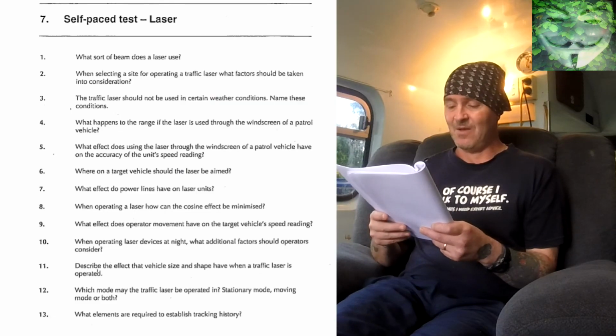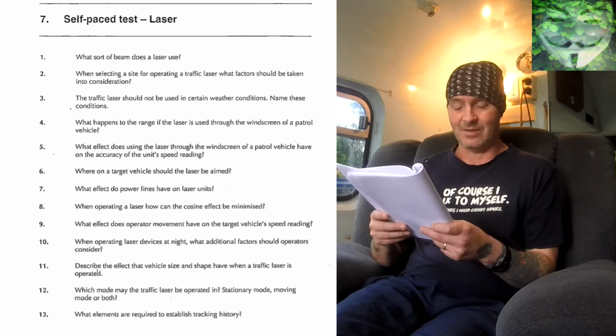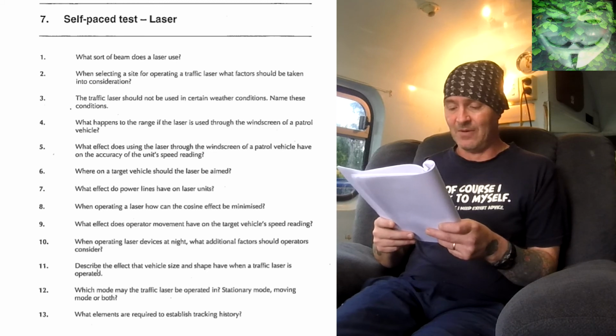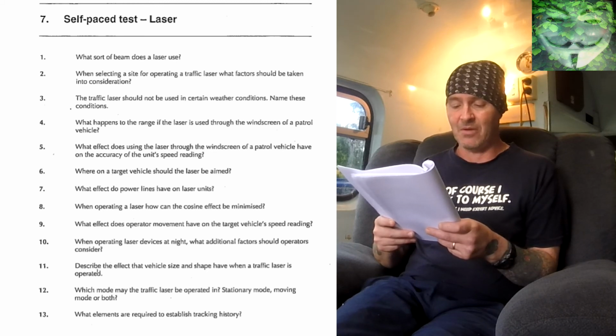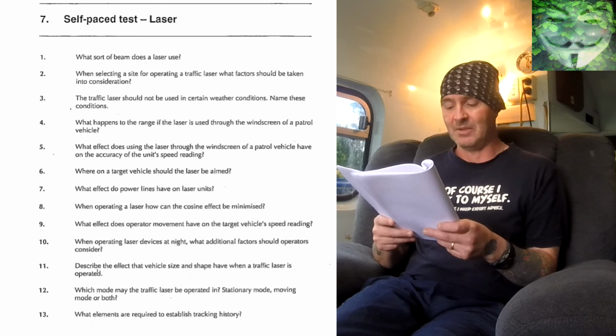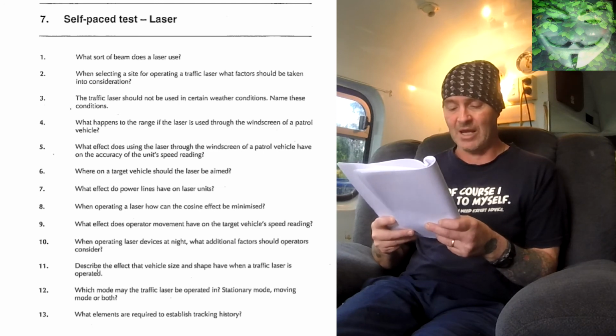Describe the effect that vehicle size and shape has when the traffic laser is operated. Which mode may the traffic laser be operated in? Stationary mode, moving mode, or both? What elements are required to establish tracking history?